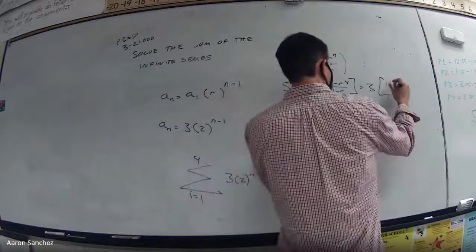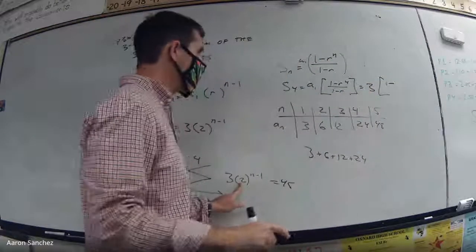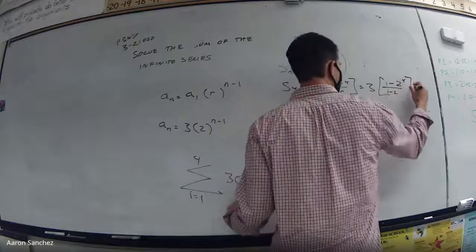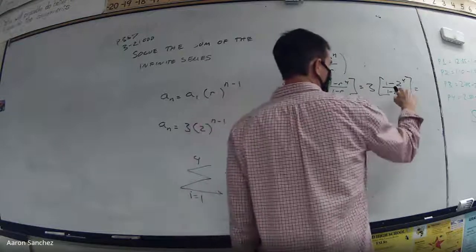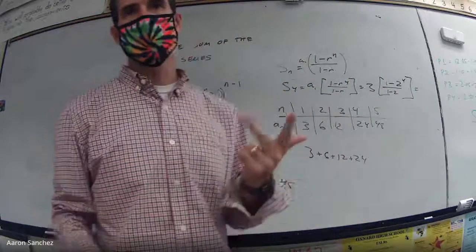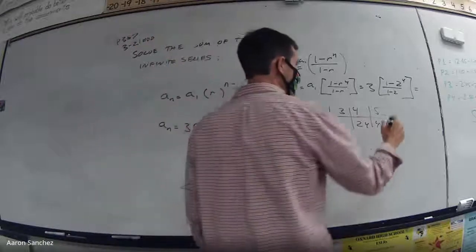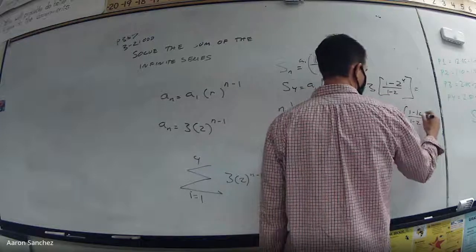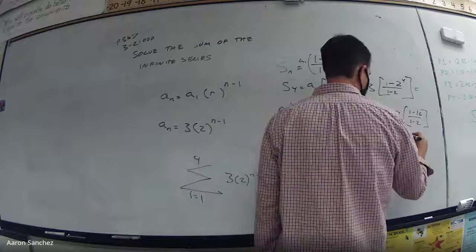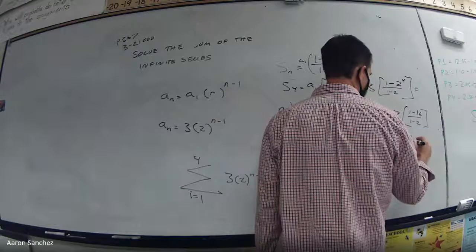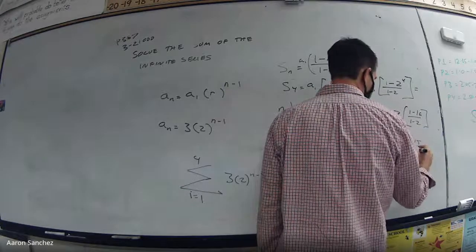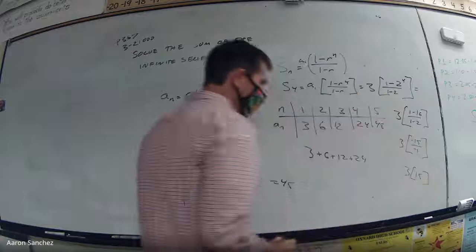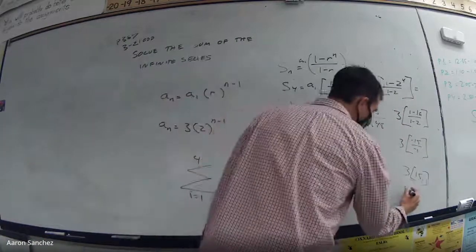Okay, so I say 1 minus r, my common ratio is 2, which is 2 to the 4th power over 1 minus 2, and I should get 45. 2 to the 4th is 2 times 2 is 4 times 2 is 8 times 2 is 16. So this is 3 times 1 minus 16 over 1 minus 2, or 3 times negative 15 over negative 1, or 3 times 15. 3 times 15 is 45.